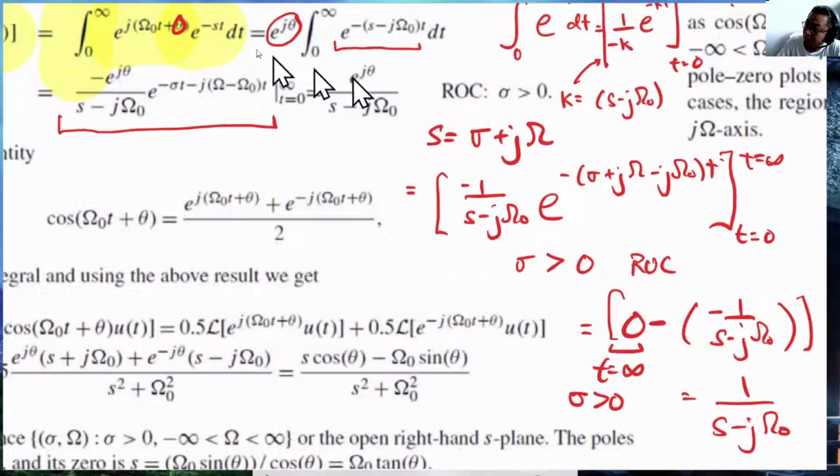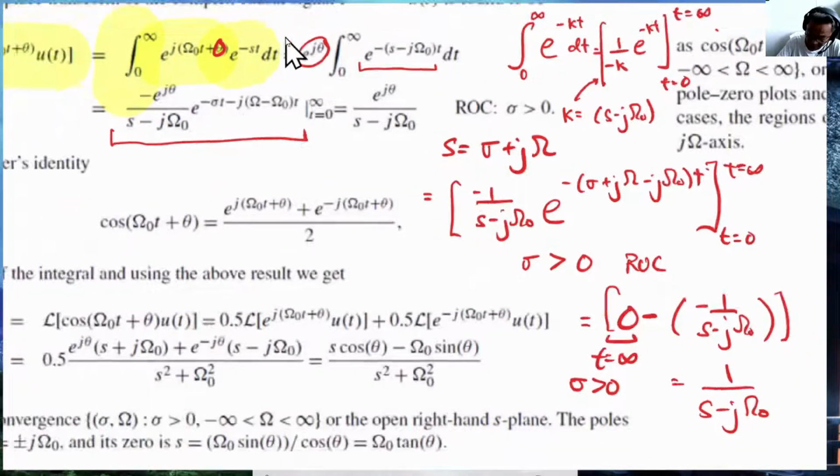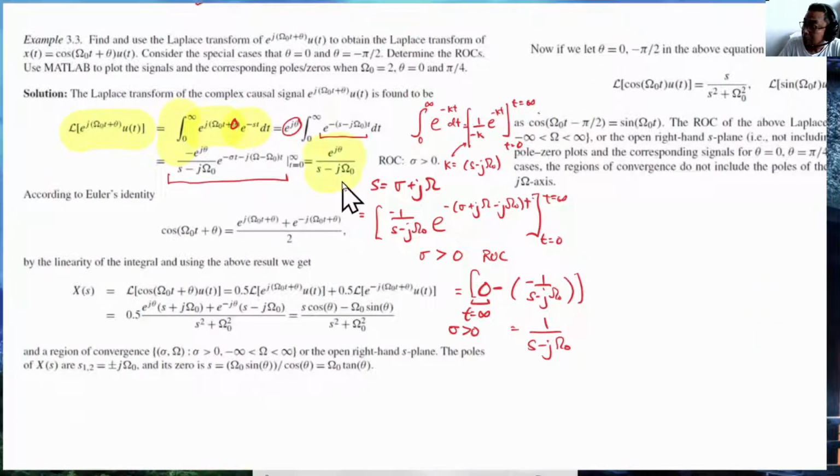Here, e^(j theta) came from the constant outside. So now we have the answer: the Laplace transform of e^(j omega naught t + theta) is this expression, e^(j theta) divided by s minus j omega naught. We can then use Euler's identity to express cosine(omega naught t + theta) as the sum of two complex exponentials.